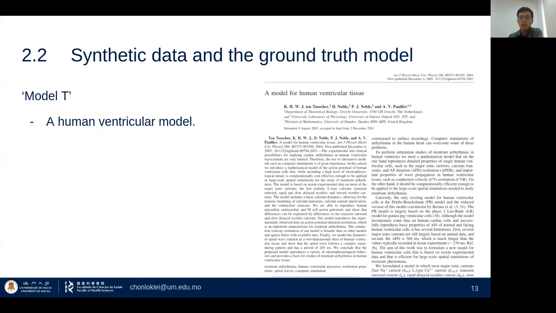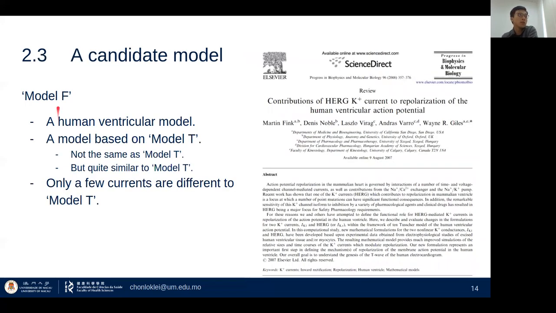When we try to fit a model to it, we cannot use the same model because there would be no discrepancy between them. So we will propose a candidate model, let's call it model F. We will use the Fink et al. 2008 model, which is again a human ventricular model. In fact, this model F is based on model T. So it's not the same as model T, but very similar, and only a few currents are different to model T.